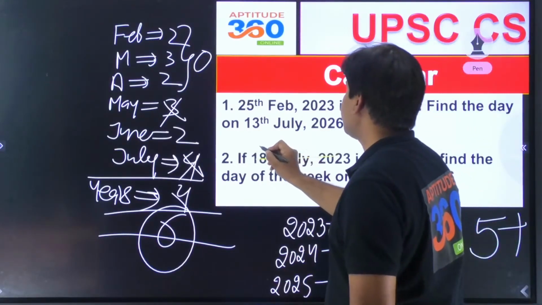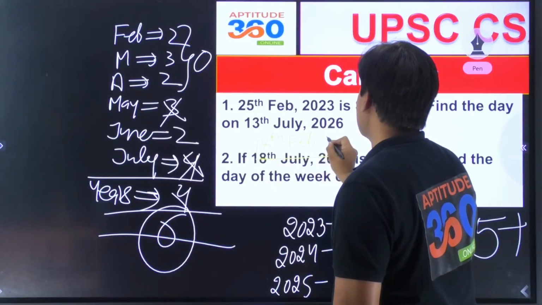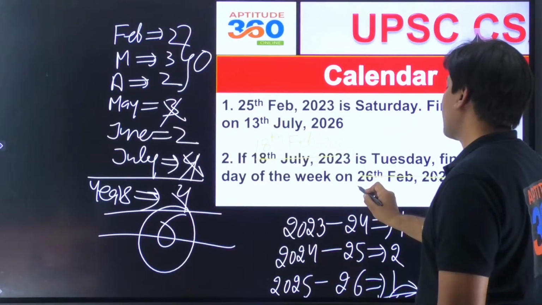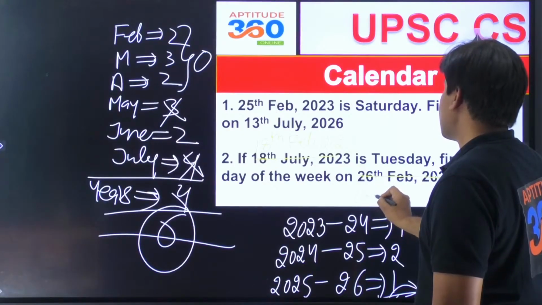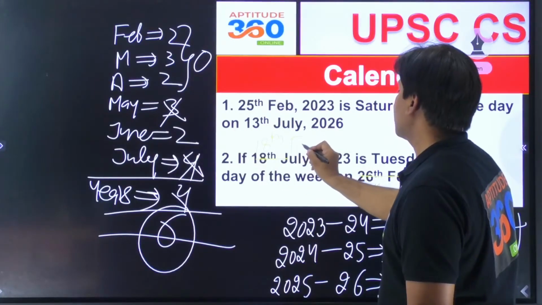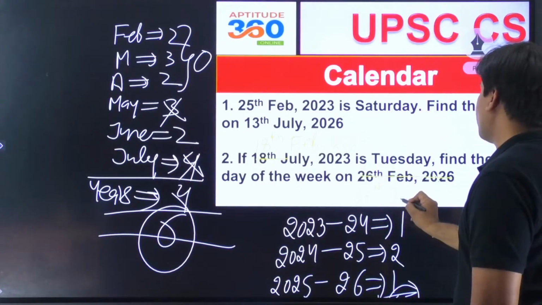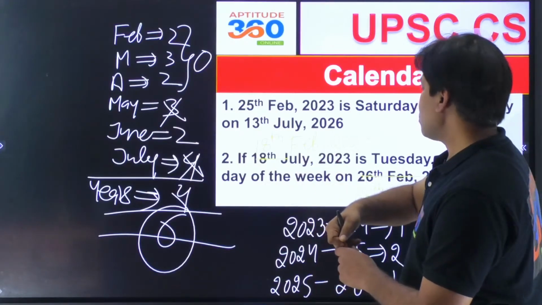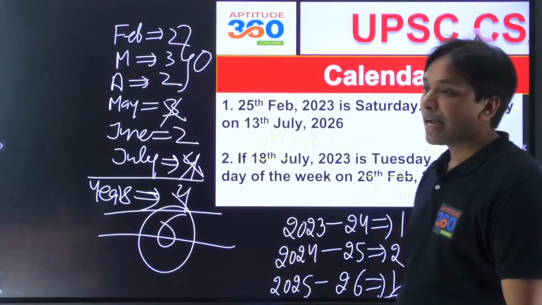The problem should be 18th of February 2023, and then what is going to be 26th of July 2026. Do it like this, don't worry. And if you do that, probably this is the answer that you will be getting. Is that okay?